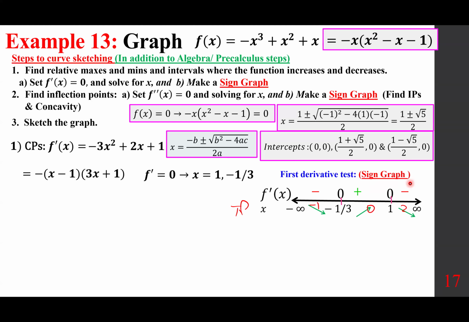I'm going to throw in the arrows because the arrows will help me see. Arrow down decreasing, arrow up increasing means this is the location of a local min. The local min occurs at x equals -1/3. Arrow up, arrow down, this is the location of a local max. Local max occurs at x equals 1. What is the pair? You have to put both of them back into the original equation.